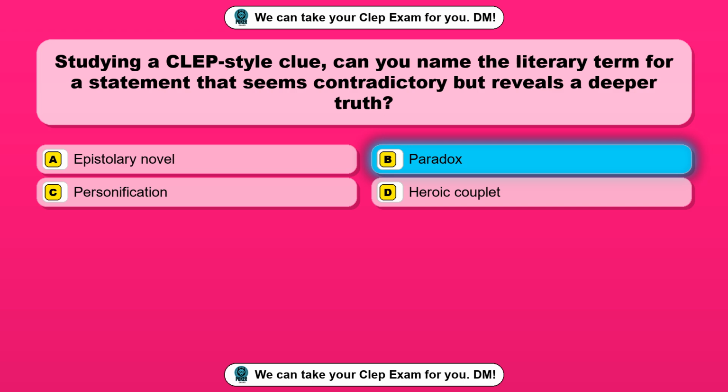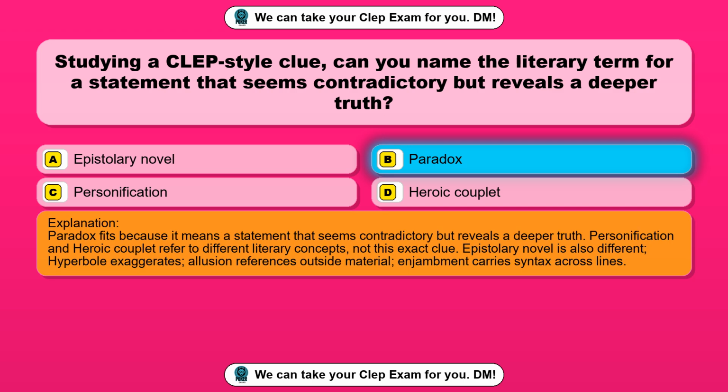Paradox. Paradox fits because it means a statement that seems contradictory but reveals a deeper truth. Personification and heroic couplet refer to different literary concepts, not this exact clue. Epistolary novel is also different; hyperbole exaggerates, allusion references outside material, enjambment carries syntax across lines.